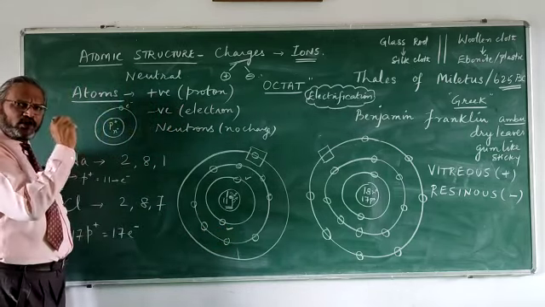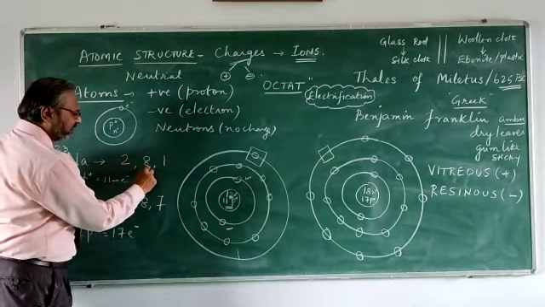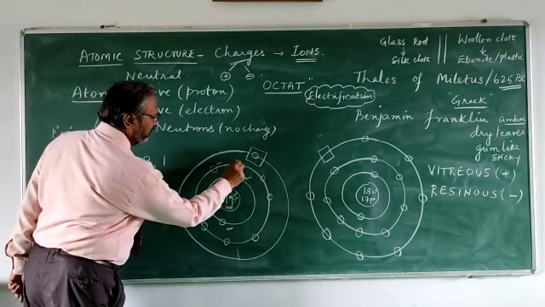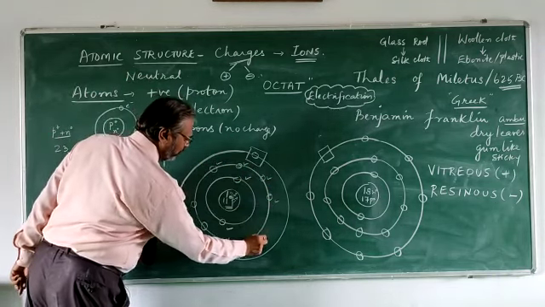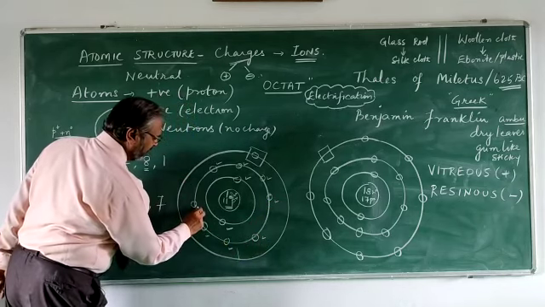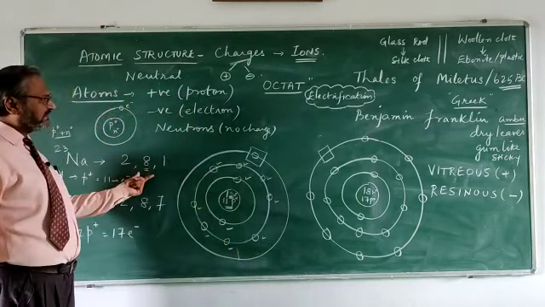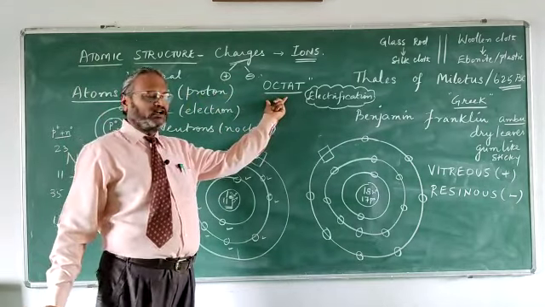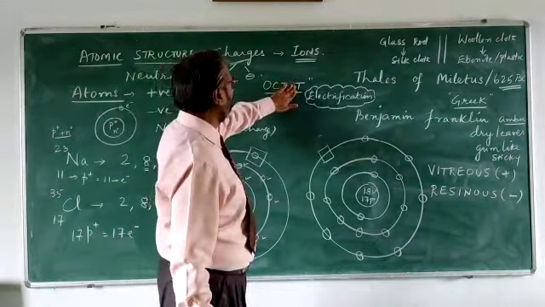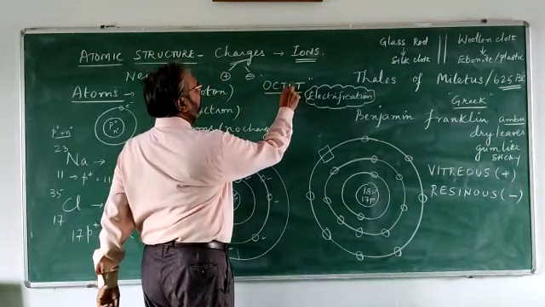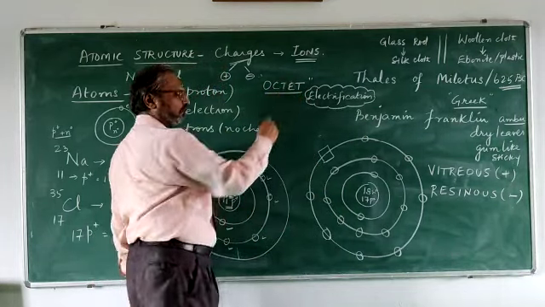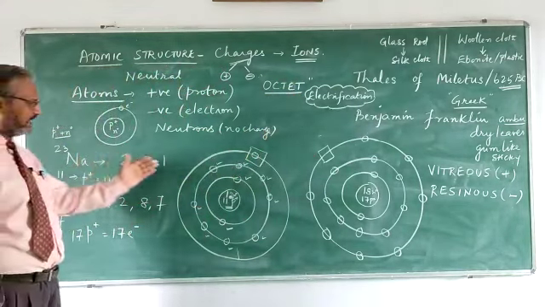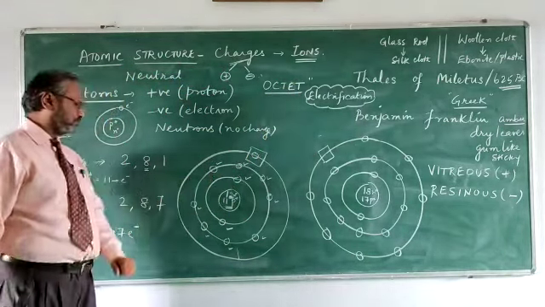Second shell can occupy 8 electrons. So, I have taken 8 electrons here: 1, 2, 3, 4, 5, 6, 7 and 8. Why this? This follows something called the octet rule. In the octet rule, you'll find that the electrons from the second shell onwards can only be 8 electrons, and the first shell can have only 2 electrons.